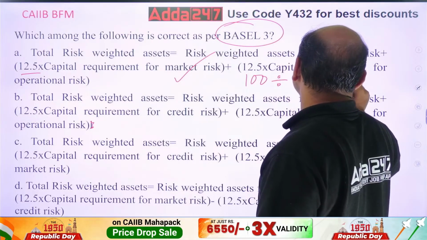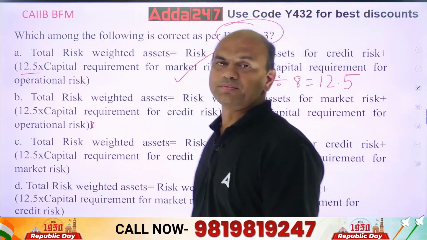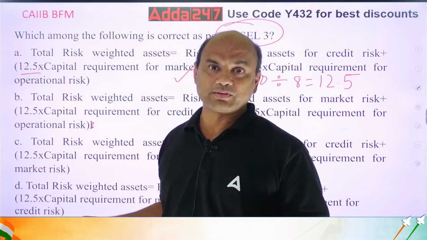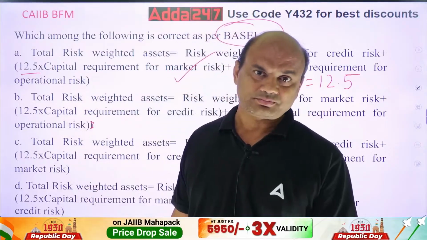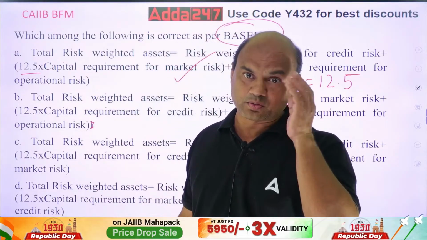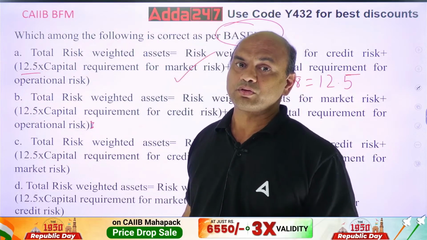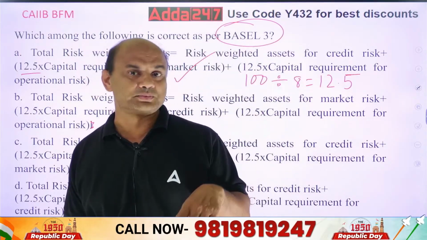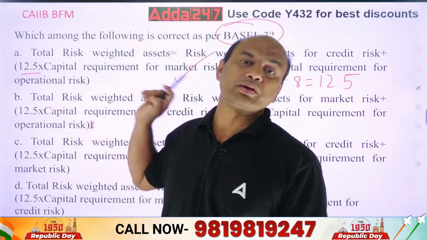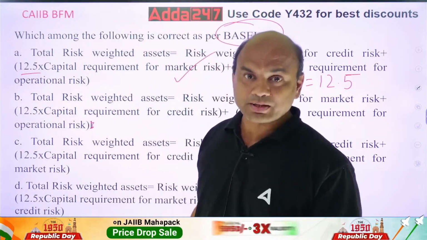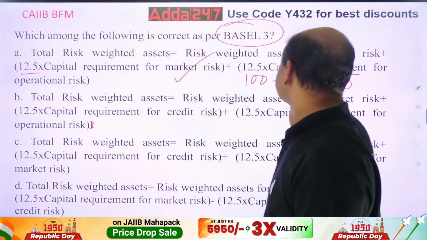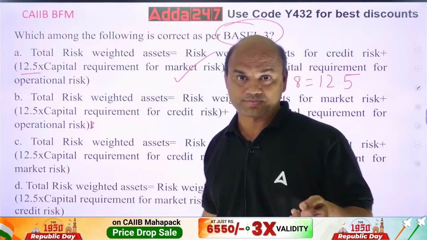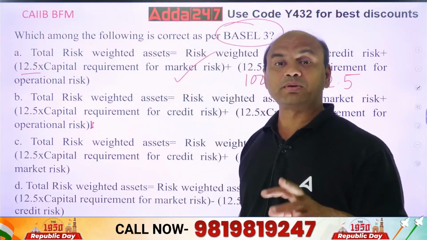But now there's a catch over here. What is the catch? See, we are covering theory also; otherwise I'd just take the answer and move ahead. We have to cover the theory so that you understand the concept. If you check as per RBI norms, this 12.5 will be wrong. Why? Because as per RBI norms, you have to divide not by 8 but by 9 without buffer.